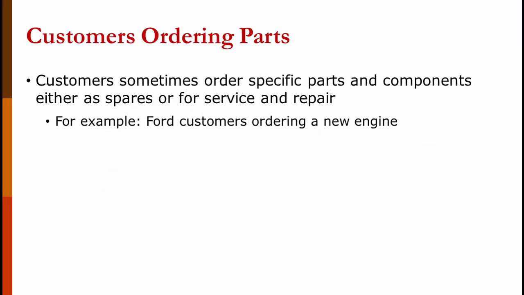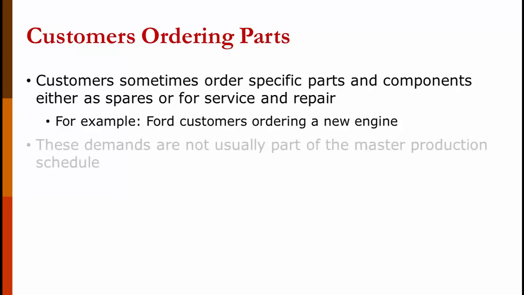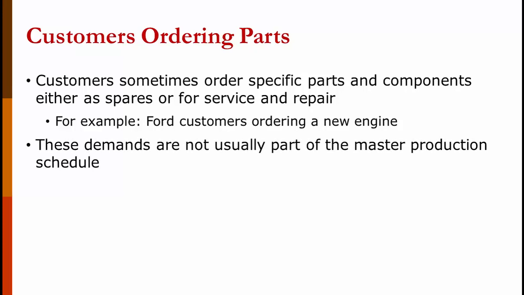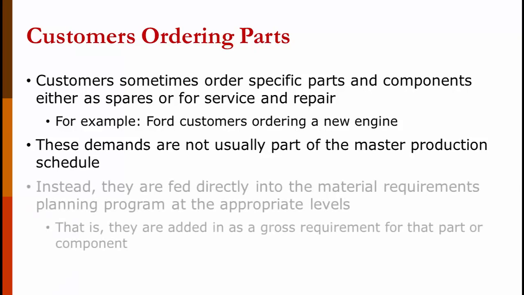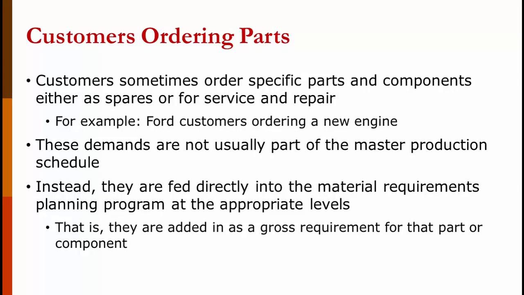Sometimes customers will order what we consider to be a dependent demand item. For example, a Ford customer ordering a new engine. We don't normally include these in the master production schedule. Now, if it became a regular item with lots of orders, we might do that, but we don't normally do it. Instead, they are fed directly into the material requirements planning program at the appropriate levels. That is, we just add on the gross requirements.